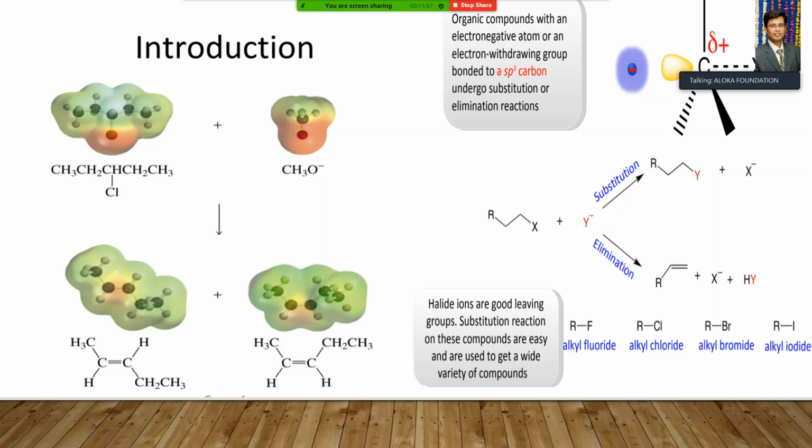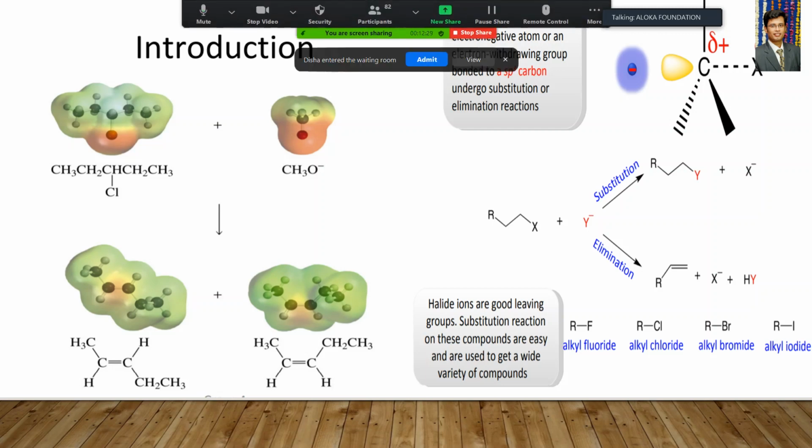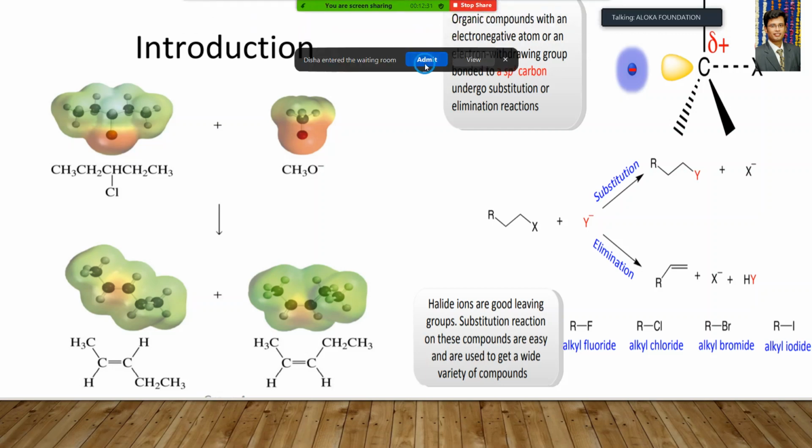So what is the major important criterion for this type of reaction? There should be an electron withdrawing group attached to your sp3 hybridized carbon. If you see this particular carbon, it is sp3 hybridized. It is attached to an electron withdrawing group like halogens or tosylate. They are all electron withdrawing groups or electronegative elements. So when they are attached, it undergoes either a substitution or an elimination reaction.